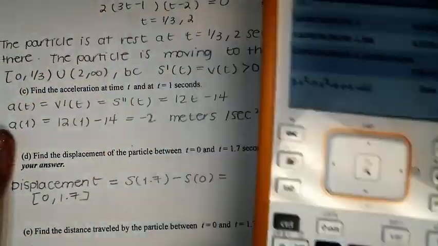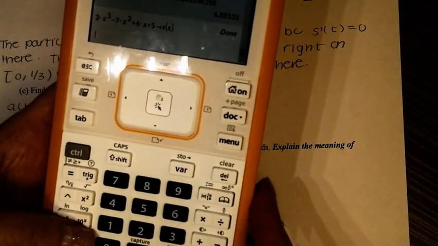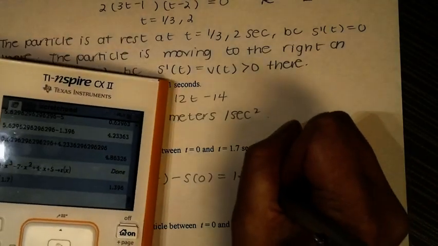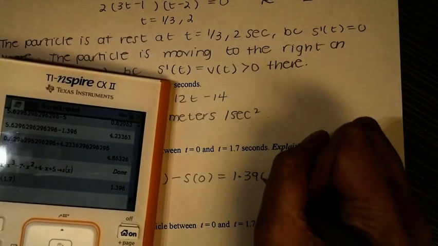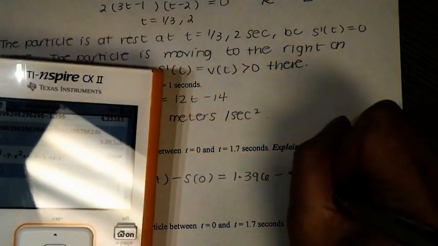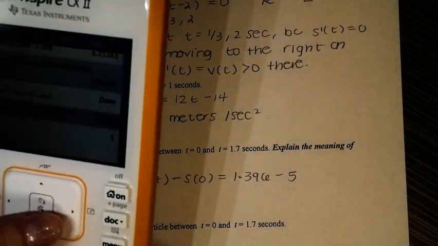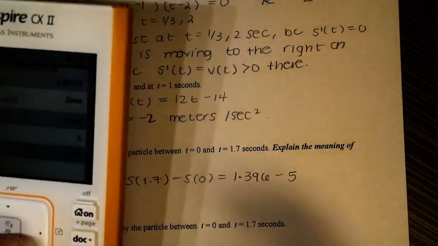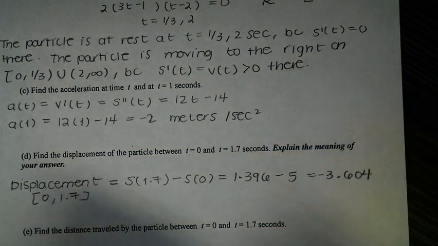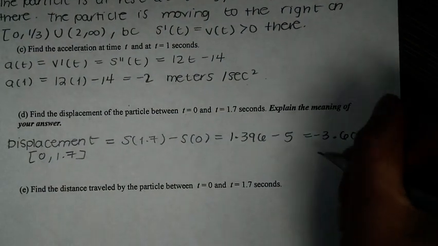Now I'm going to compute s of 1.7, which they give me as 1.396, and then s of 0, which is my initial position, is 5. So this minus 5 is going to be equal to negative 3.604. Obviously this is in meters.